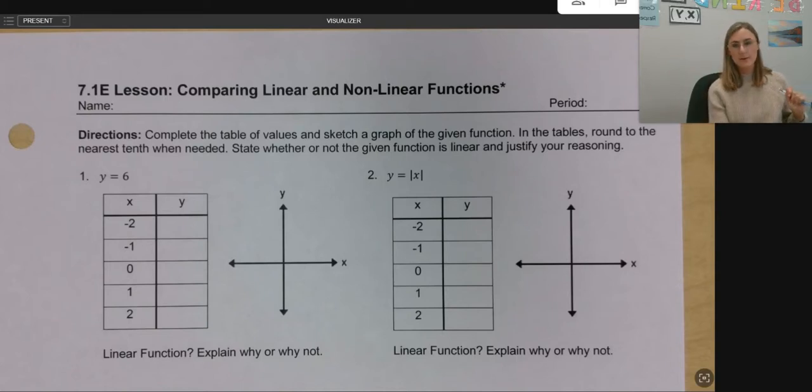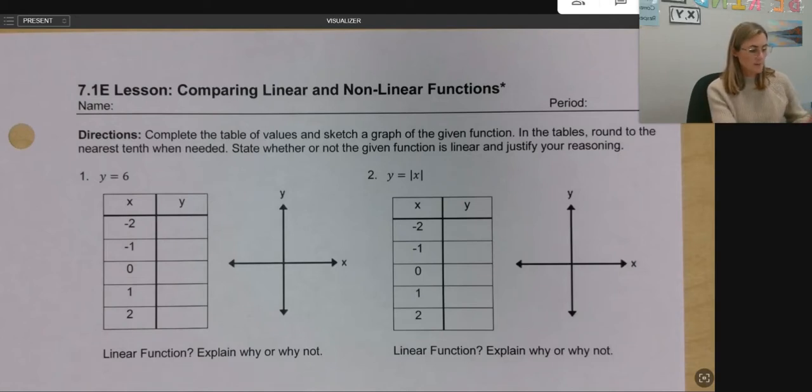So the 7.1e lesson is building off of linear and nonlinear functions. It says complete the table values and sketch a graph of the given function. In the tables, round to the nearest tenth when needed. State whether or not the given function is linear and justify your reasoning.